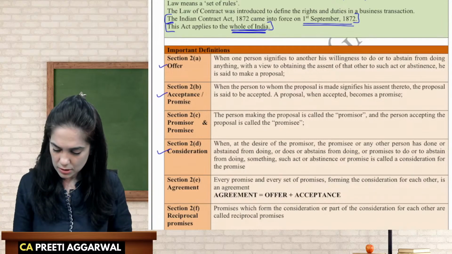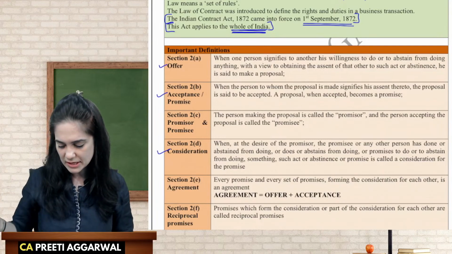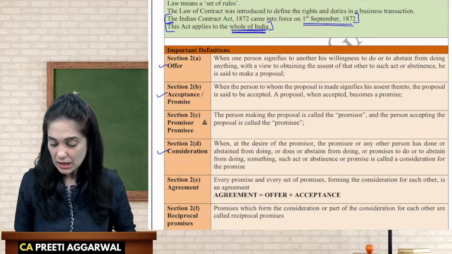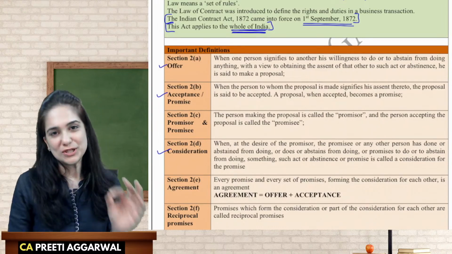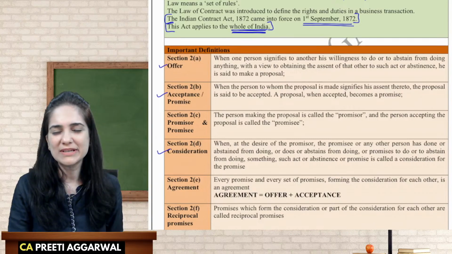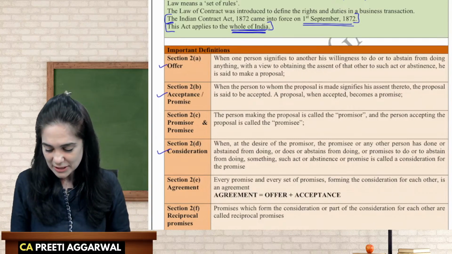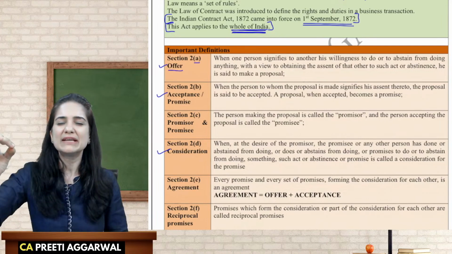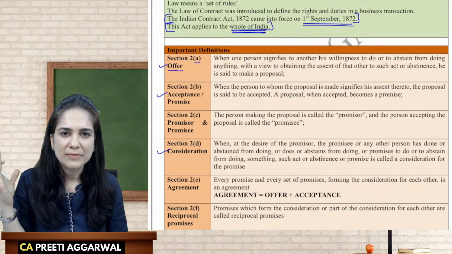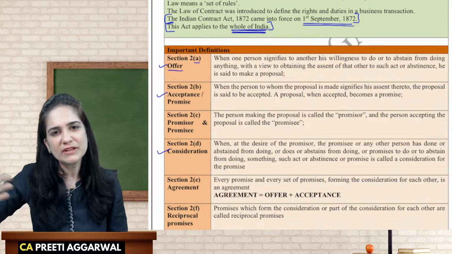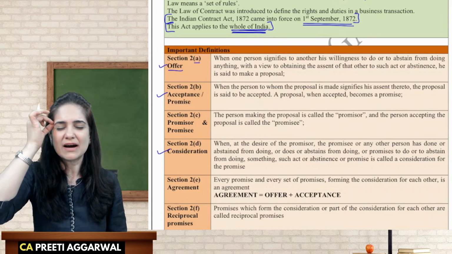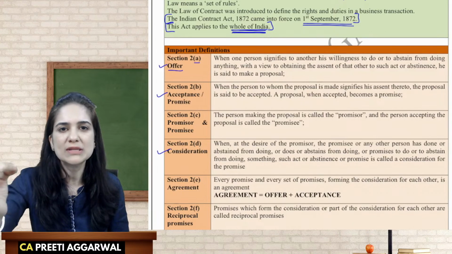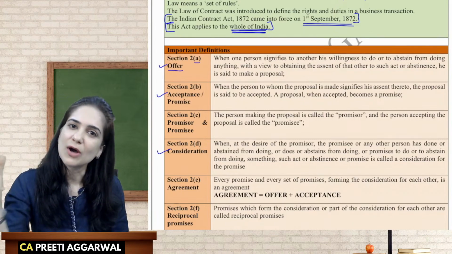Section 2, clauses A, B, C, D, E, F. I have written everything in a sequence. Please pay attention. This is how you will remember all the sections. Section 2, clause A defines offer. See, offer is the starting point of contract. You need an offer and then everything follows. Offer is defined in Section 2, clause A. So clause A defines offer.